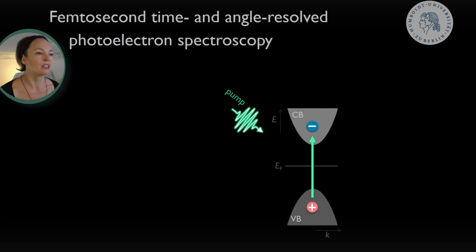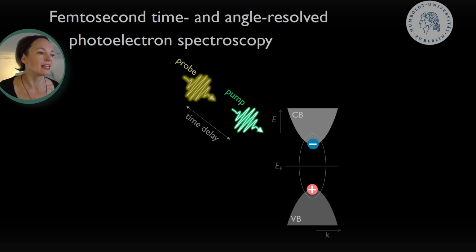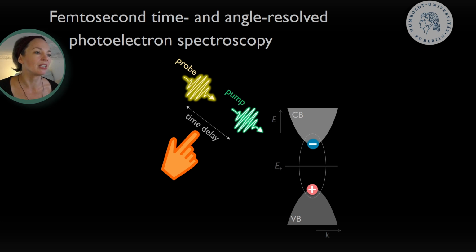The technique that we use is femtosecond time and angle resolved photoelectron spectroscopy, and I've explained this in a previous video. Here, just briefly, we use a first laser pulse to excite the sample and create non-equilibrium conditions, and then a second laser pulse probes the transient properties of our sample at a certain time delay. And by the variation of this time delay, we can shoot real-time movies of the ultrafast dynamics in the material.